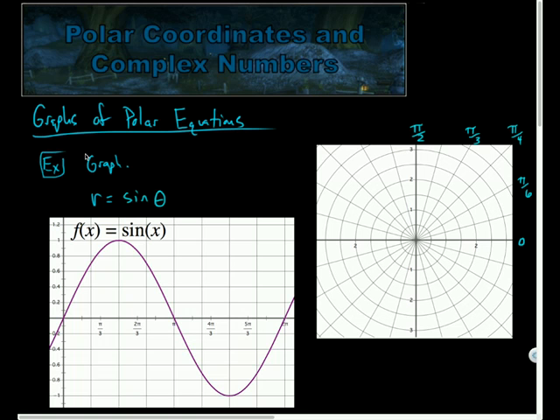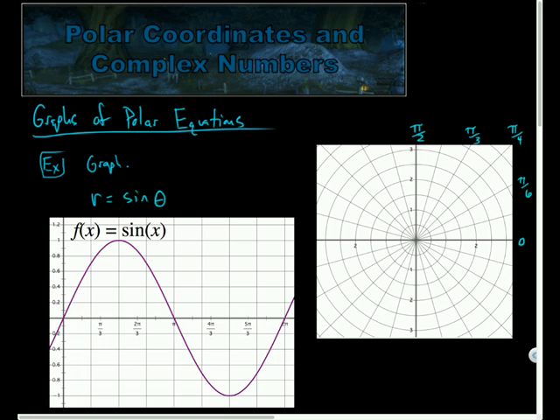So our first example we've got is the graph of r equals sine theta, and here I've already graphed the equation of y equals sine theta, or f of x equals sine x, or f of theta equals sine theta, and that's just a regular sine function with the period occurring between 0 and 2 pi, and the range going between -1 and +1. So let's plot some points from this and see what happens on this plane.